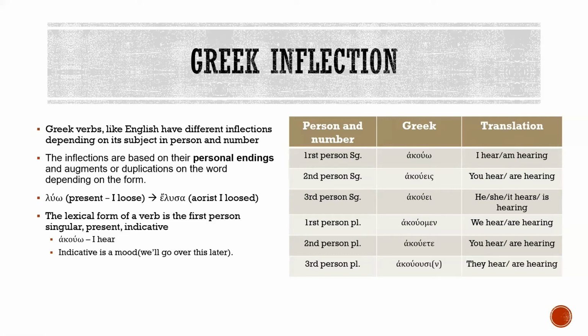And overall, when you are looking for verbs in a lexicon, the lexical form of the verb is the first person singular present indicative. So I show an example of a definition like akuo. There's nothing additional over here because it's showing the singular present indicative form of the verb, and it's I hear. And the indicative is a mood in which the verb is being presented as fact. We'll be going over the indicative mood in the next lecture.